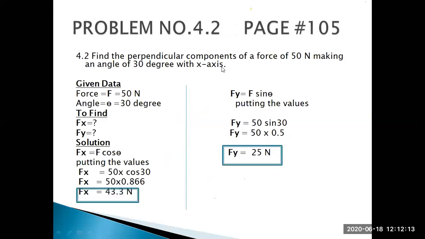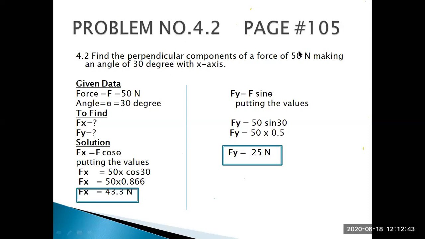Okay, problem number 4.2 now on page number 105. I read the numerical statement first. Find the perpendicular components of a force of 50 Newton making an angle of 30 degrees with x-axis. So students, in numerical 4.2, first of all, I write the given data.